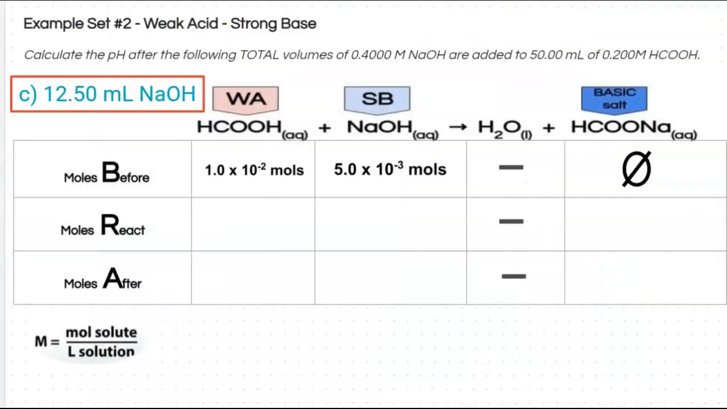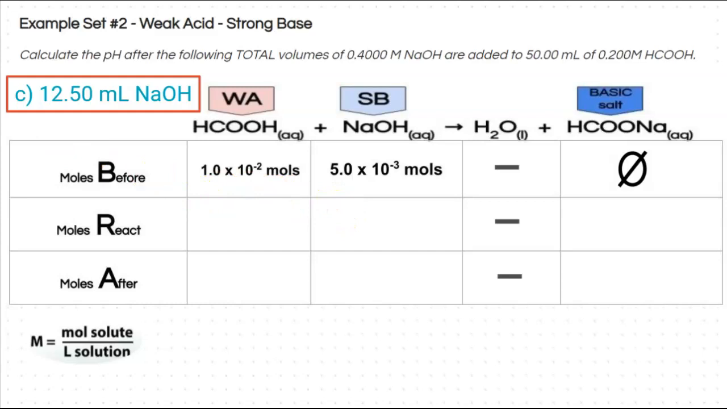Alrighty, moving on to the next calculation. So similar to the one that we just completed, I still have 50 milliliters of a 0.2 molar solution of methanoic acid. My concentration of sodium hydroxide is still 0.4, but now I'm adding 12.5 milliliters.